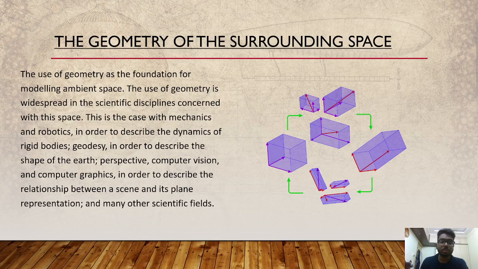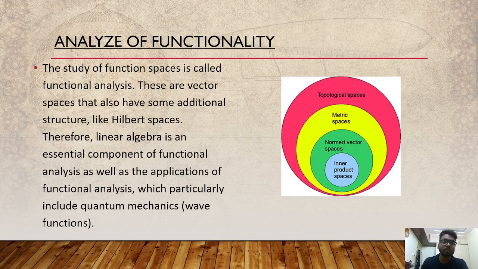Coming to the point, the geometry of the surrounding space. The use of geometry as the foundation of modeling ambient space is widespread in scientific disciplines concerned with this space. This is the case with machines and robotics, in order to describe the dynamics of rigid bodies; geodesy, in order to describe the shape of the earth; perspective, computer vision, and computer graphics, in order to describe the relation between a scene and its plane representation; and many other scientific fields.